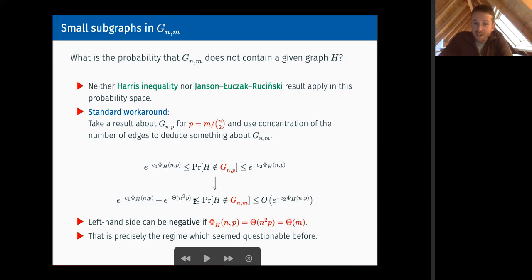Right, but this precisely happens at this range of p or m, which we said is a bit questionable on this picture before, right? So just to remind you again, in this range of p, when the empty graph becomes the least likely graph, we bound the probability of G(n,p) not containing H by the probability G(n,p) is empty, and in G(n,m) that makes no sense, and this kind of confirms that something else is going on.